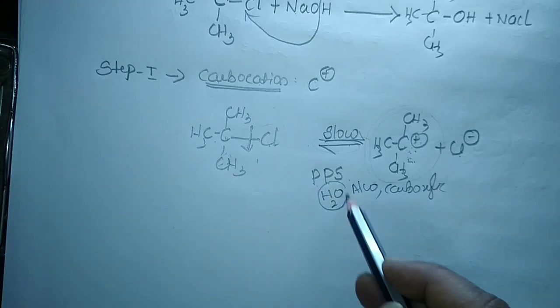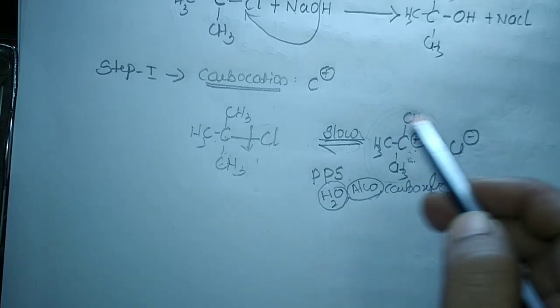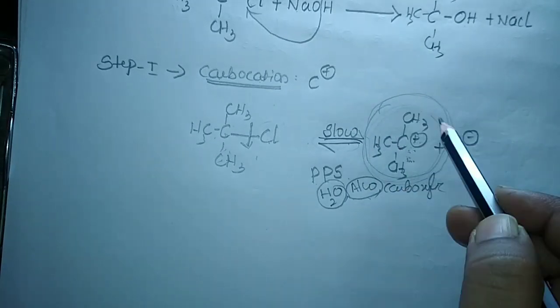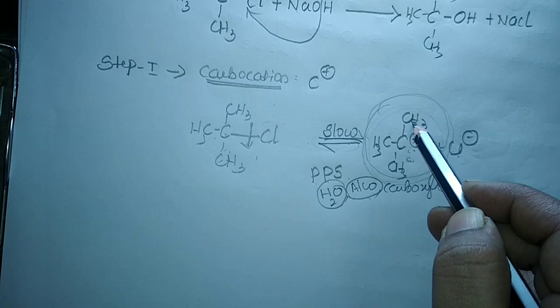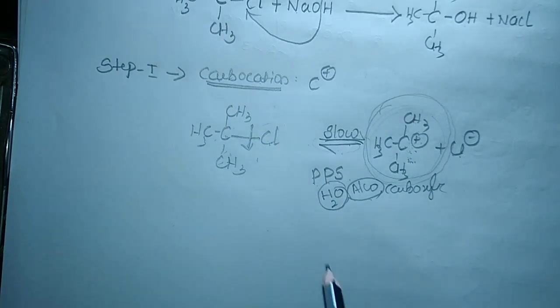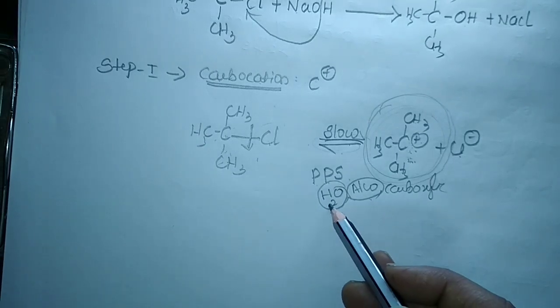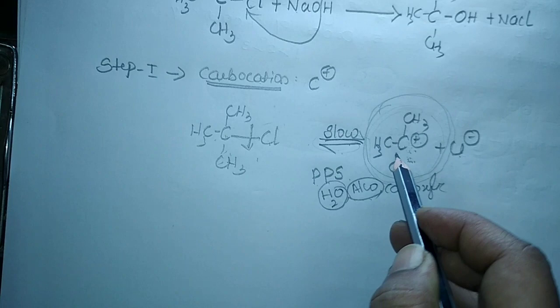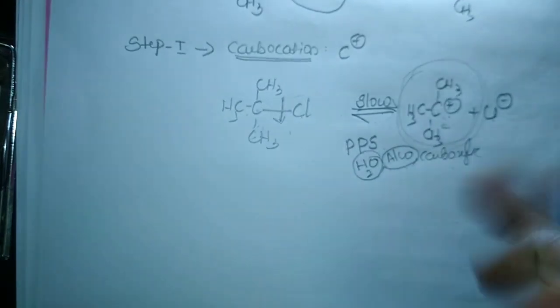Okay, we need to make it not reactive with the chloride ion, not to go backward to its original reactant. For that reason, when we use this polar protic solvent, it surrounds this carbocation formed and stabilizes it, so that the reversible reaction is stopped here. There is a main reason for the use of this polar protic solvent, which is going to stabilize the carbocation formed. Okay, now this is the first step.